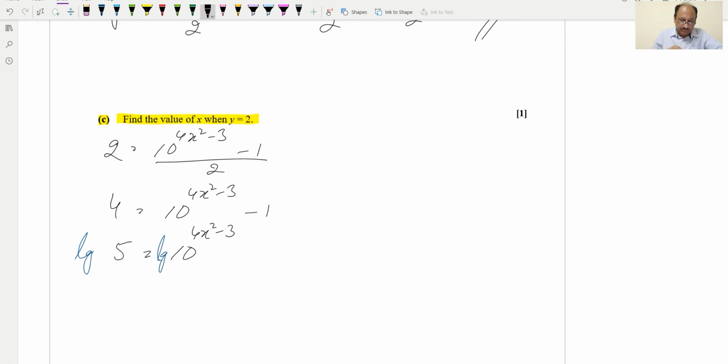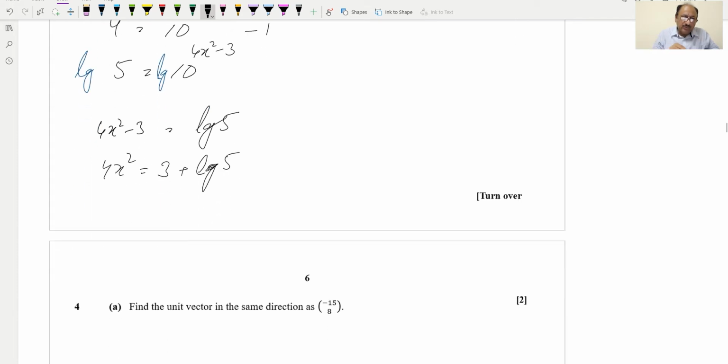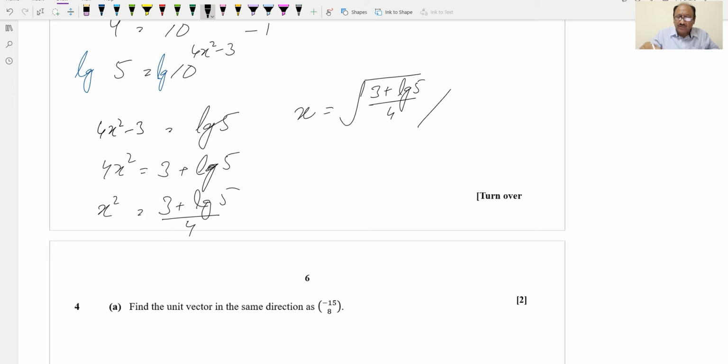so we will get this one, 10 raised to the power 4x square minus 3 is equal to log of 5, and now this will be basically not 10 raised by 4, yes, so log of 5 will be equal to, 10 and log, these two will be cancelled, so we will just write 4x square minus 3 will be equal to this, and further we can write 4x square is equal to 3 plus log of 5, and this will be x square will be equal to 3 plus log of 5 divided by 4, and this implies x will be equal to square root of 3 plus log of 5 divided by 4, and this will be the final answer for this part.